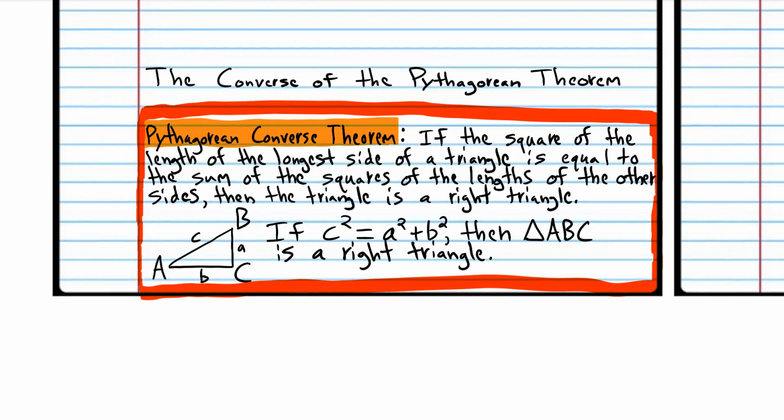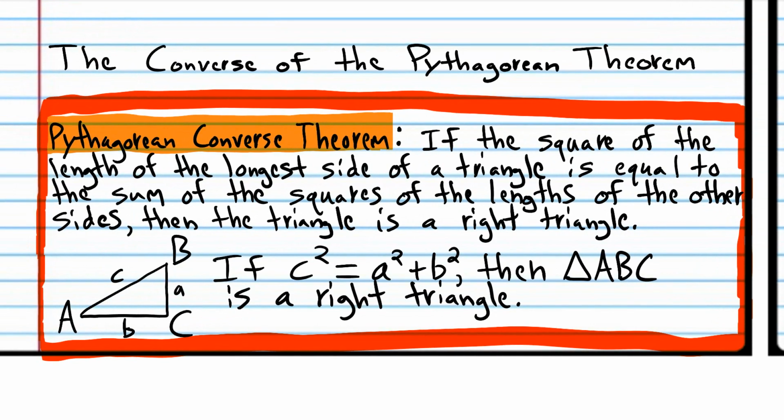Before we said if a triangle is a right triangle, then a squared plus b squared equals c squared. Now we're switching the hypothesis and the conclusion, and we're saying if c squared equals a squared plus b squared, then the triangle is a right triangle. So what this means is if the square of the longest side of a triangle is equal to the sum of the squares of the other sides, then the triangle is a right triangle. So you can take a screenshot of that if you want.